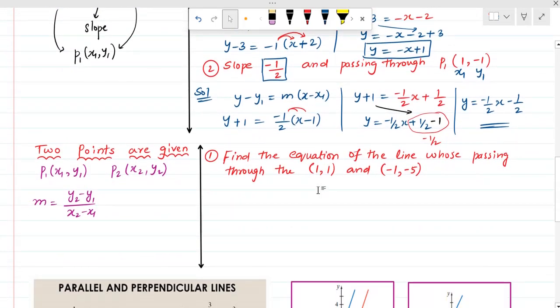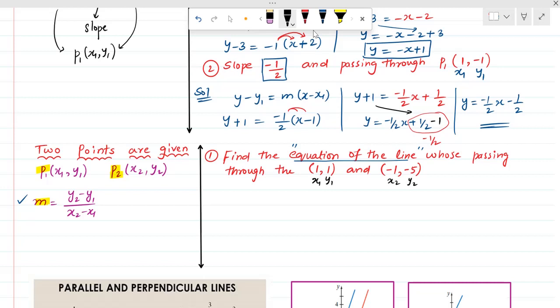Now the next one is where 2 points are given. Therefore, the slope is missing. For any equation of a line, we need the slope. Without the slope, we cannot calculate the equation of a line. So we have to calculate the slope first by using this rule, and then take any one point. Either you take the slope and the first point, you will get the same equation of the line, or if you take the slope and the second point, you will get the same equation of the line. Now we take x1 y1 and x2 y2.